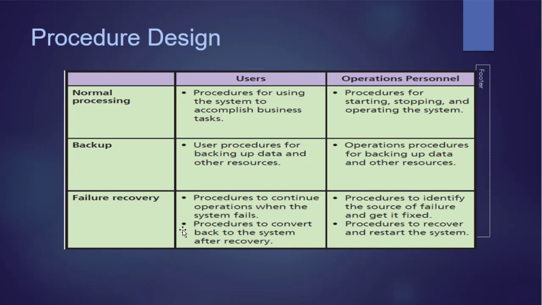Then, if you remember from that previous slide, a couple of slides ago, we were talking about the procedure design. What do we mean by normal processing, backup, and failure and recovery? Normal processing might be how do people start different procedures, how do you stop certain things, what kind of operating system is it going to use. Backup, you should understand what that is. Also, the failure and recovery. If a disaster happens, how do you get back up and running?